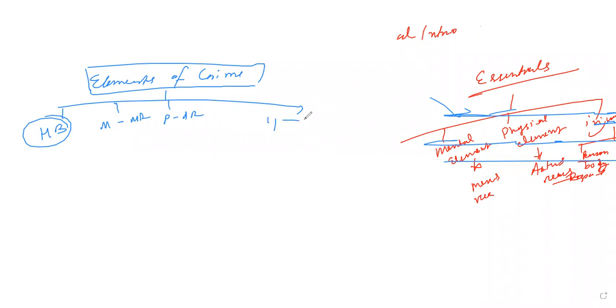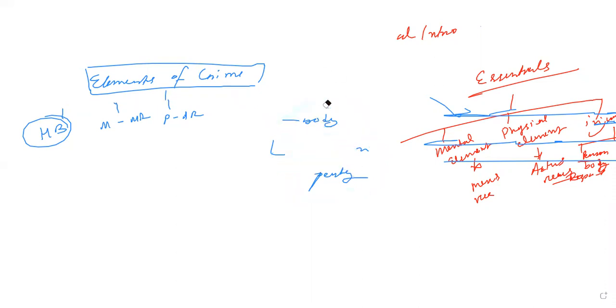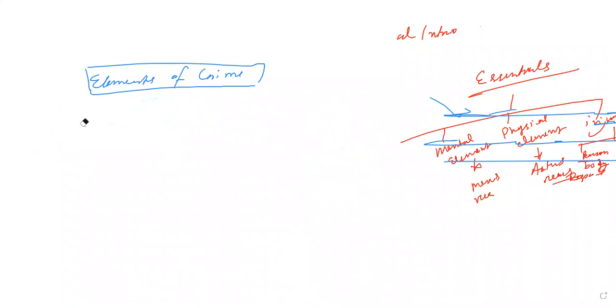And then injury. Injury must be caused to the body, mind, reputation, and property, right? These four: body, mind, reputation, and property. Elements of crime: body, mind, reputation, and property. So we're going to discuss the first element here, that is human being.